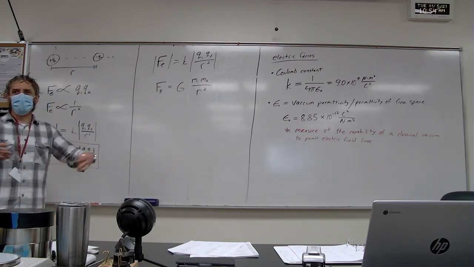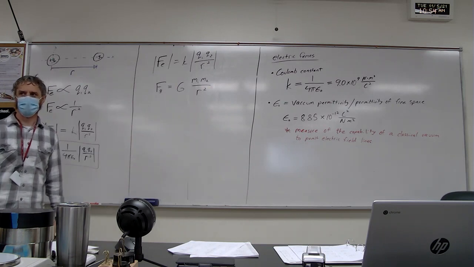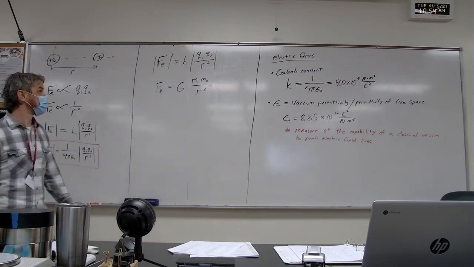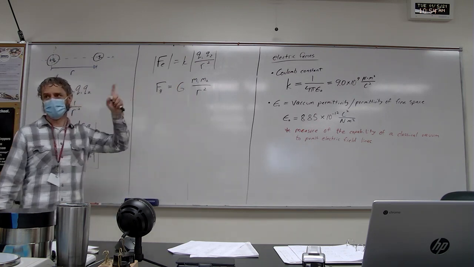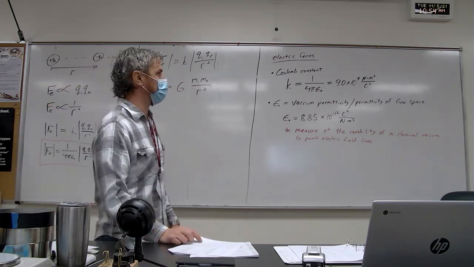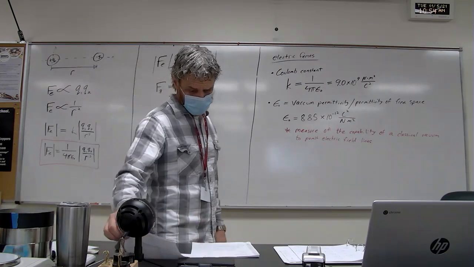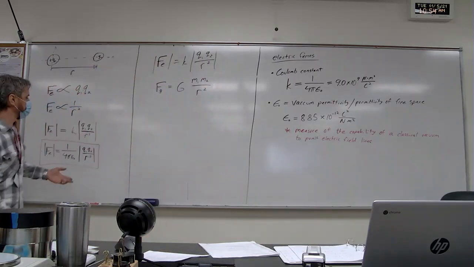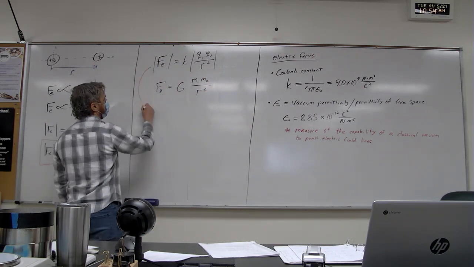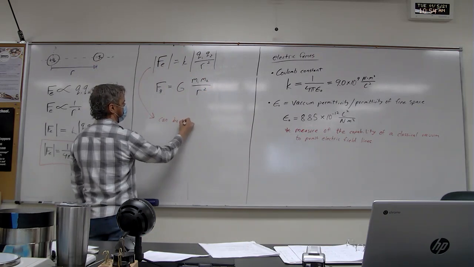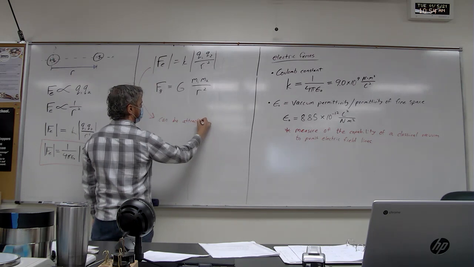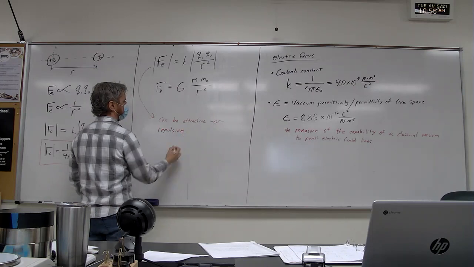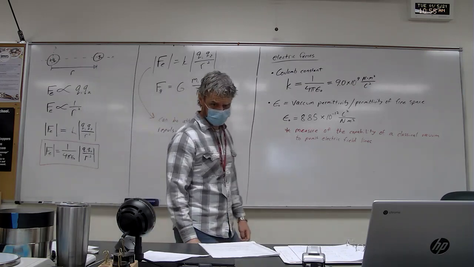So that's why you need something the size of the Earth just to keep us stuck to it, right? You don't need a lot of charge in order to produce huge electrical forces. You need a lot of mass to produce huge gravitational forces. Okay, and again, this one can be attractive or repulsive. All right.